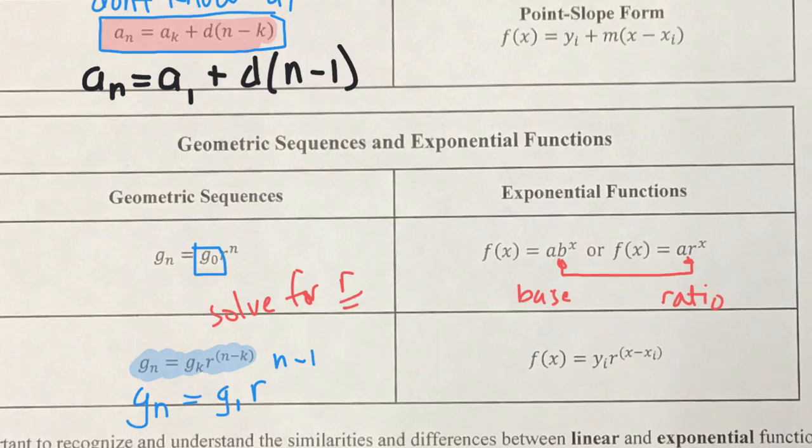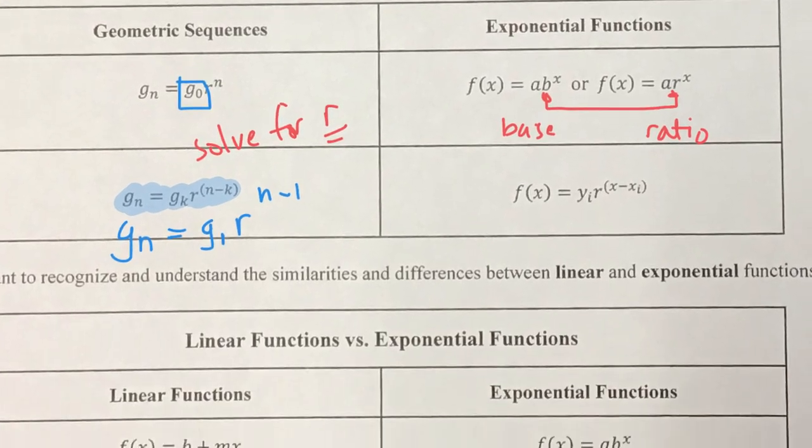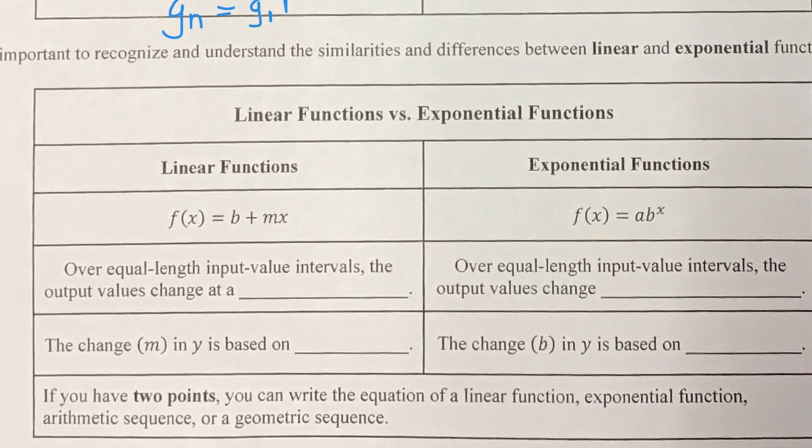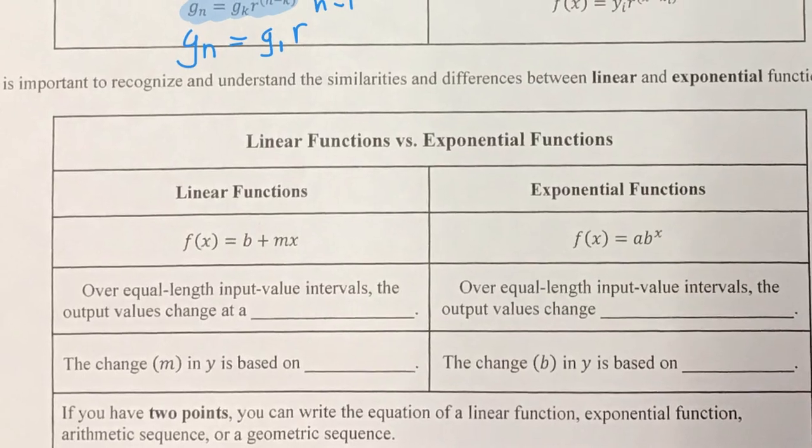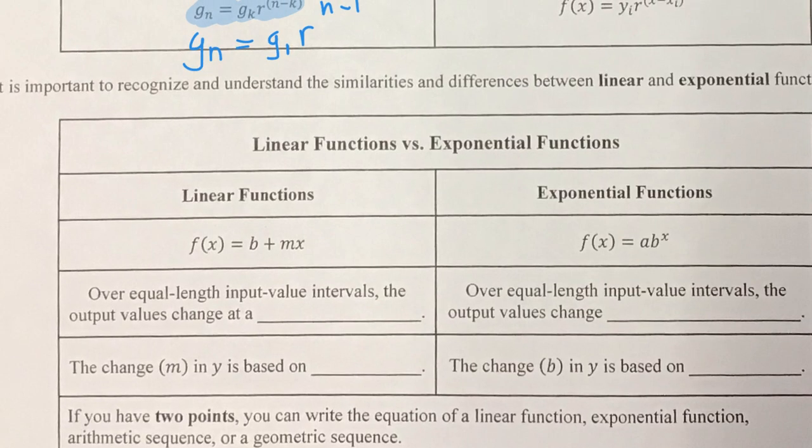Notice how they behave, right? So they're the same thing. A is your first term, and B is your ratio or your exponential growth factor. Okay? So then what if we compare the two of them? How do we know which is an exponential and which one is a linear?